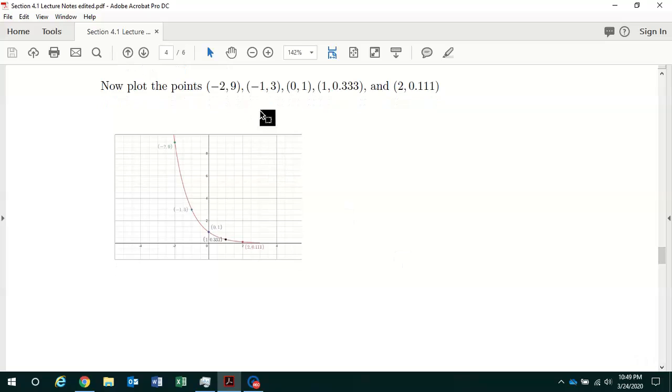And so we take those 5 ordered pairs, or those 5 points, and plot them in the coordinate plane, right? So here's the point minus 2, 9. Here's the point minus 1, 3, right? And here's the point 2, 0.111. So you can see on the left, the graph goes up forever. And on the right, the graph flattens out. The further out we go to the right, the more the graph flattens out. The further out you go, right, it gets closer to the x-axis without crossing or touching it. So the x-axis, or the horizontal line, y equals 0, again, is a horizontal asymptote.